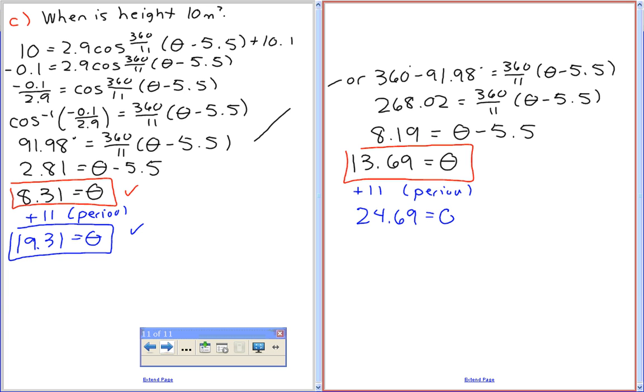If you submit this as your answer, you only get 3 out of 4. What is the problem? What is the problem? Why? Good. How do I fix that? I want the first 4 times. How do I fix that? Yeah, so what I'm going to do is I'm going to subtract 11. So I'm going to do 13.69 minus 11. So theta is, or is that 2.69? That one.